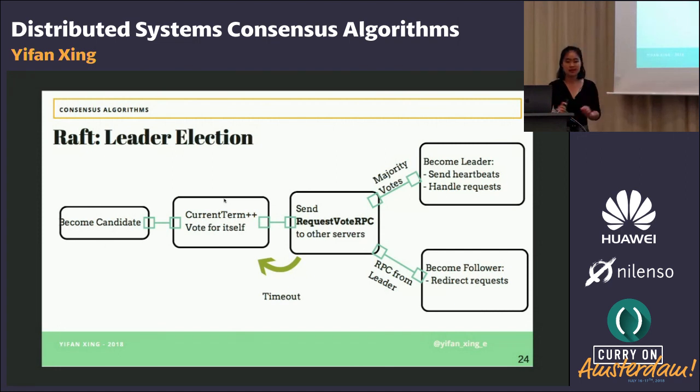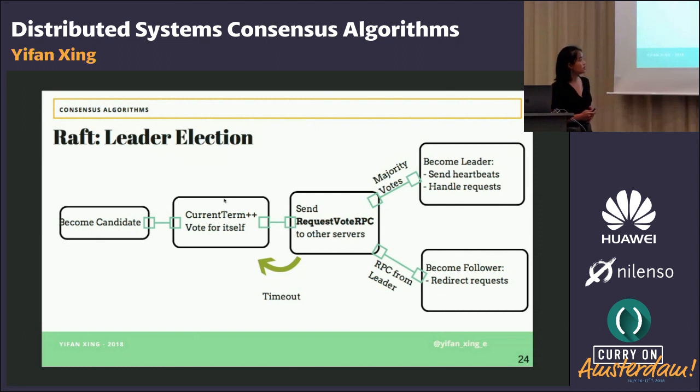And there are three things that could happen from there. One is the server receives a majority of responses from the servers, and basically the other servers mostly agreed to elect this current server to be a leader. In that case, the server will step up and become a leader, and it will start sending heartbeats, acting as a leader to other servers. And it will also handle requests from the clients.